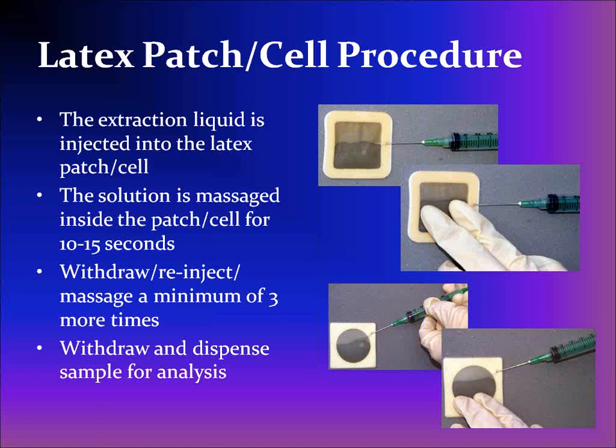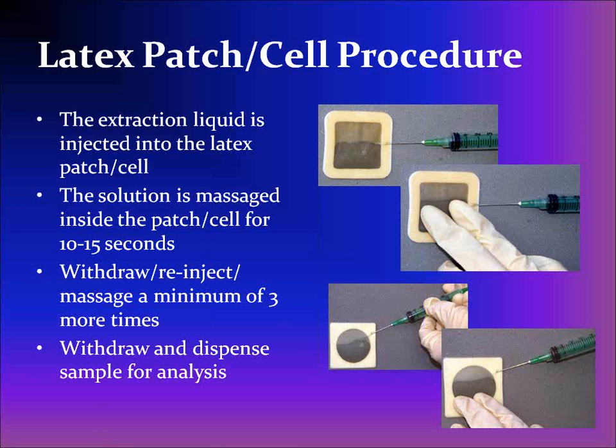Carefully rub and tap using moderate pressure the top of this cell for about 1 minute. This agitates the liquid inside the cell and helps extract the contaminants. Slide the needle back into the cell and evacuate the solution. Slowly inject the liquid back into the cell and agitate the surface again. Repeat this procedure at least 10 times.